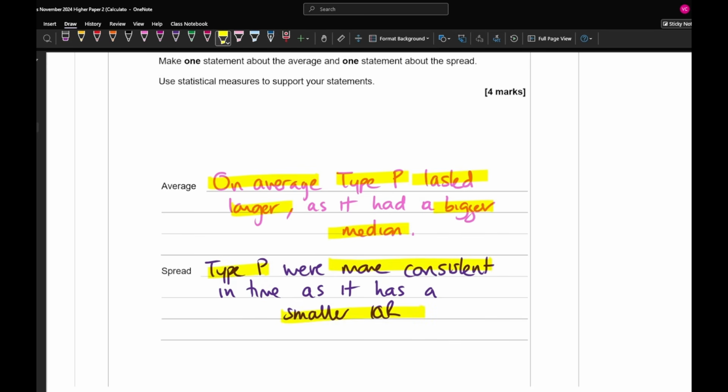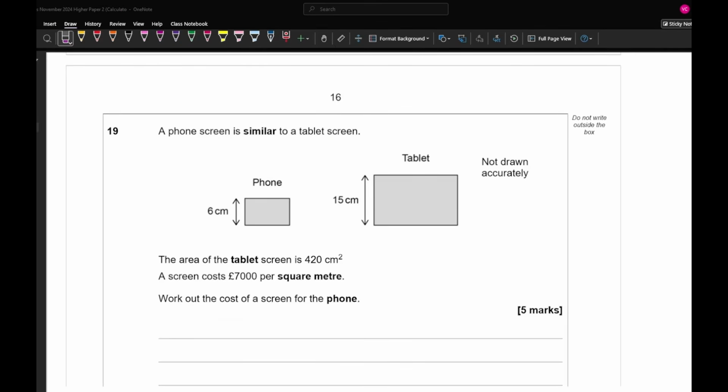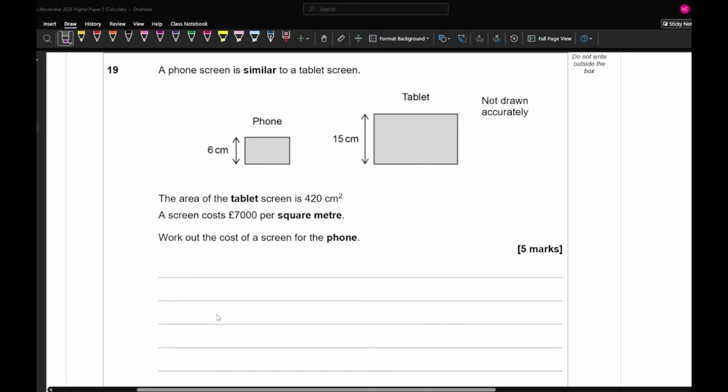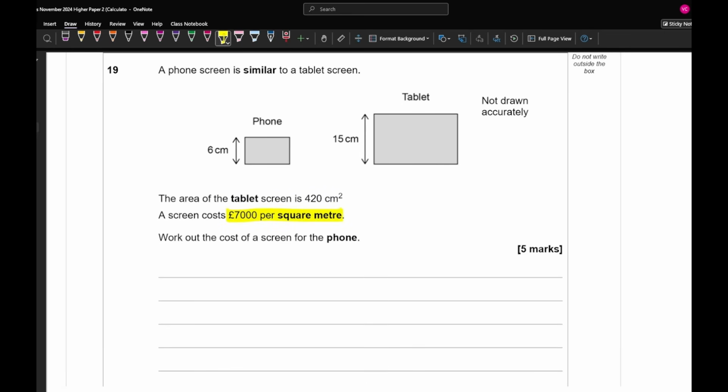So moving on to question 19, it says a phone screen is similar to a tablet screen. The area of the tablet screen is 420 square centimeters, and the screen costs £7,000 per square meter. Work out the cost of the phone. Now, as the dimensions of the phone and the tablet are both in centimeters, then what we need to do first is to convert £7,000 per square meter into pounds and square centimeters.